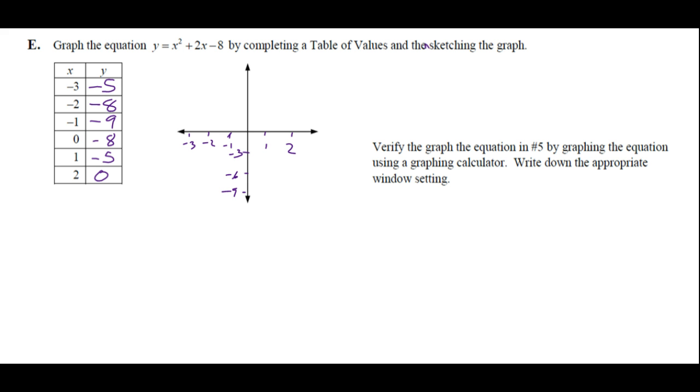Okay, and so -3 gives me -5, which is going to be, let's get some different colors. So that's going to be about here. Not quite, it's going to be more about here. -2 gives me -8, that's about there. -1 gives me -9, that's about there. 0 gives me -8, that's there. 1 gives me -5, and I said that was at -5. So symmetry comes in here, and 2 gives me 0. Okay, we should join these.